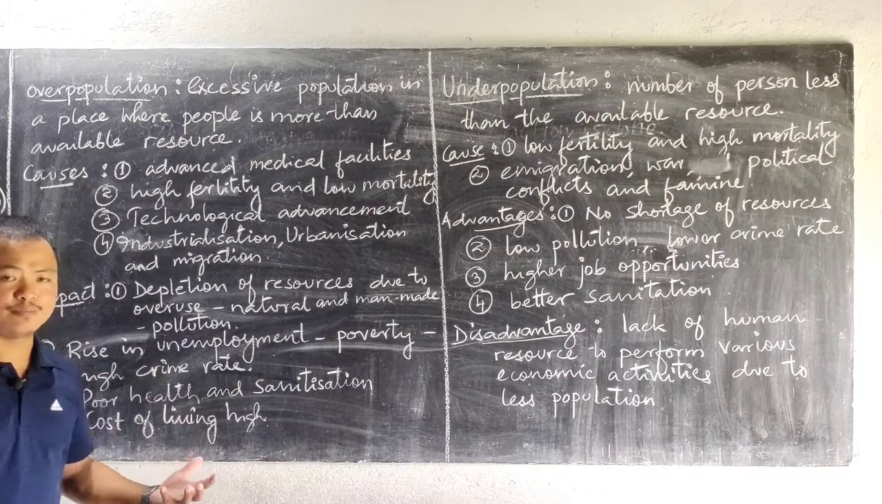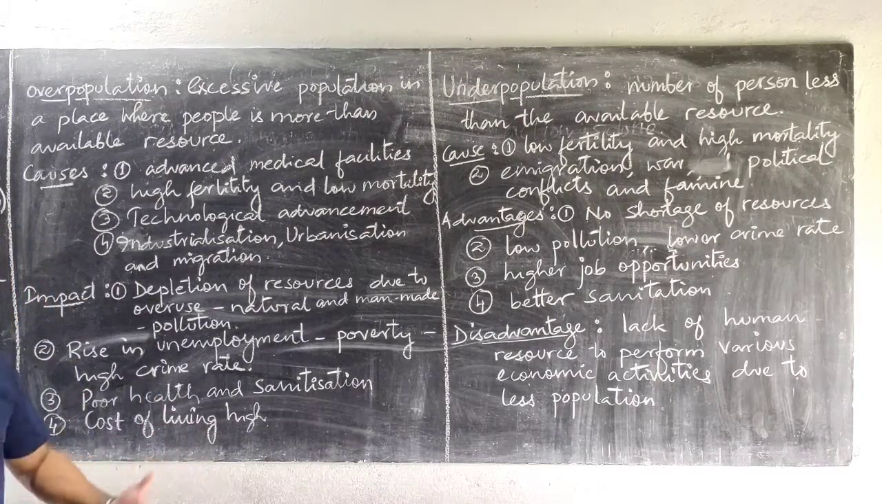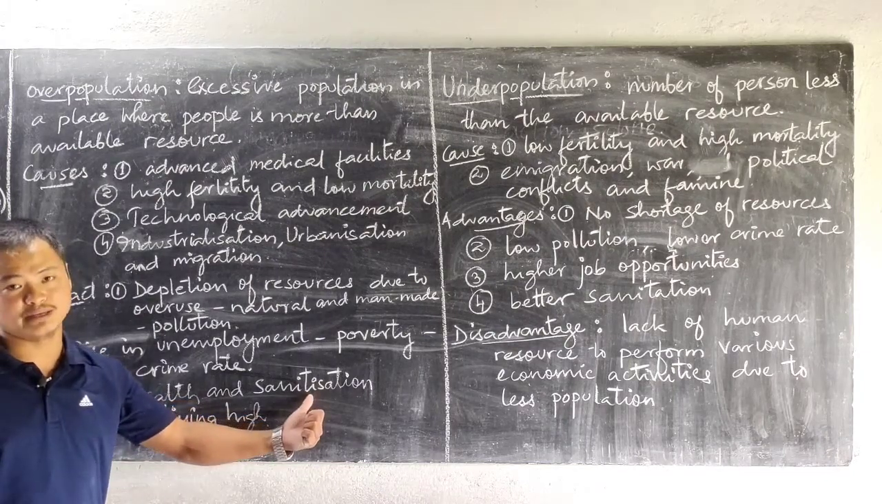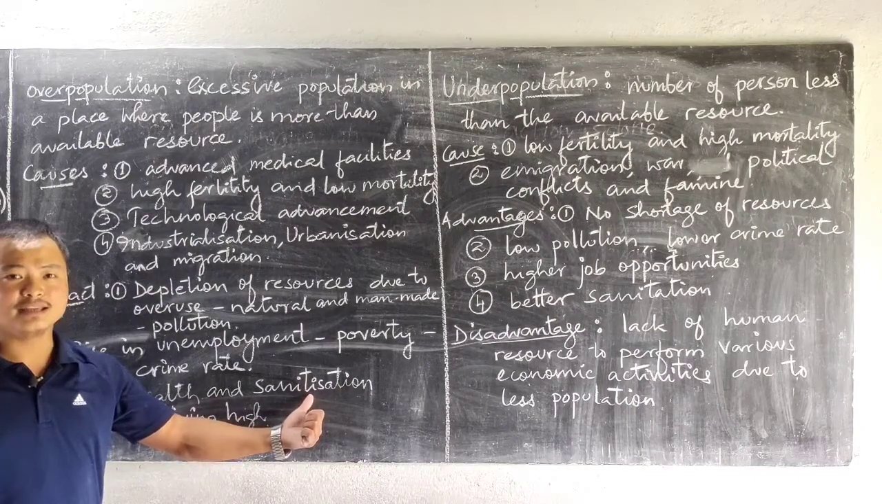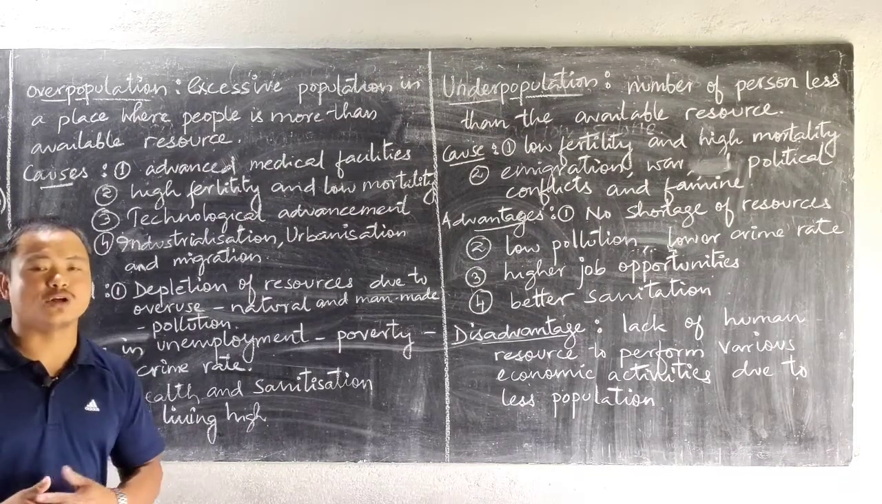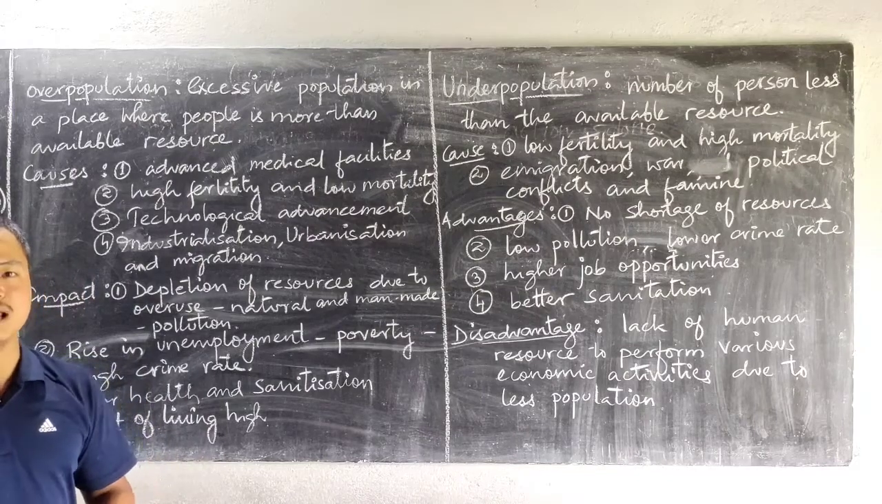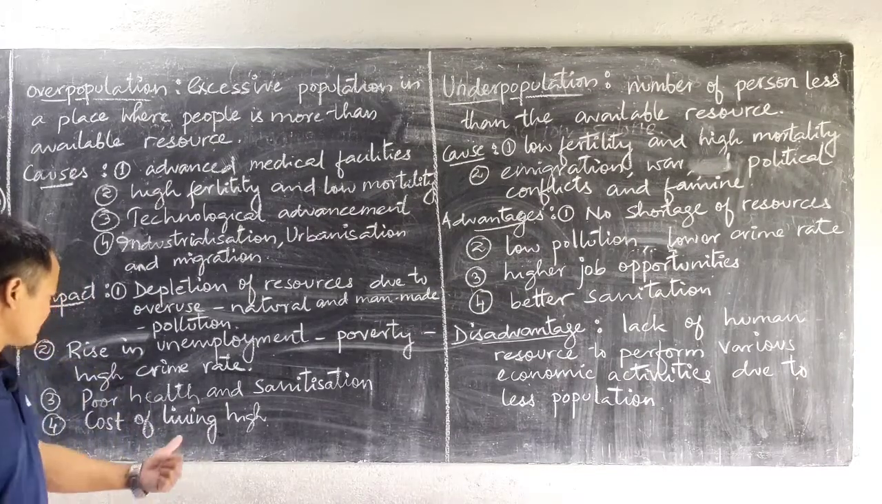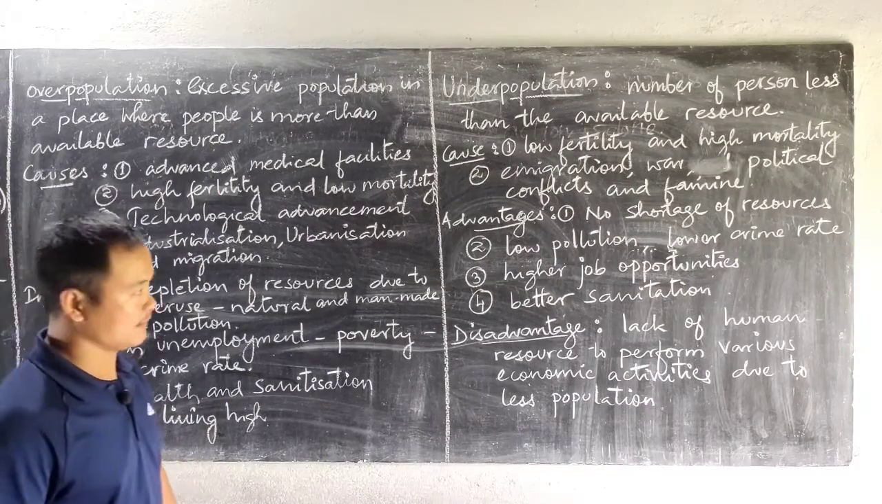A large number of people means it will be very crowded, and hence sanitation will not be at a better level, which will ultimately lead to poor health. And also in such places, where there is a large population, there will be a lot of fluctuations in the demand and supply of a commodity or a resource, which leads to a high cost of living.